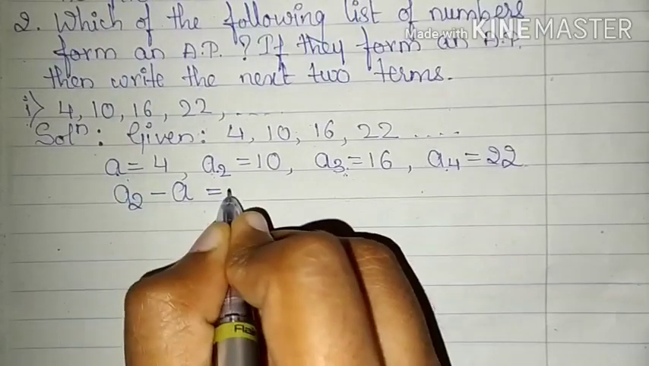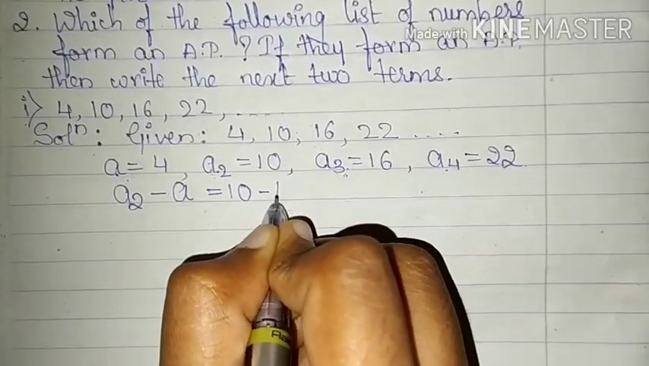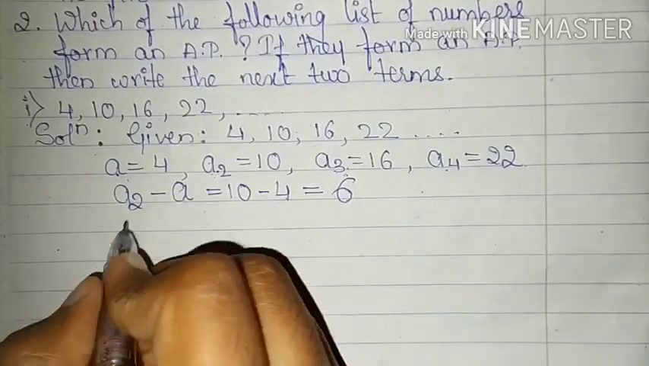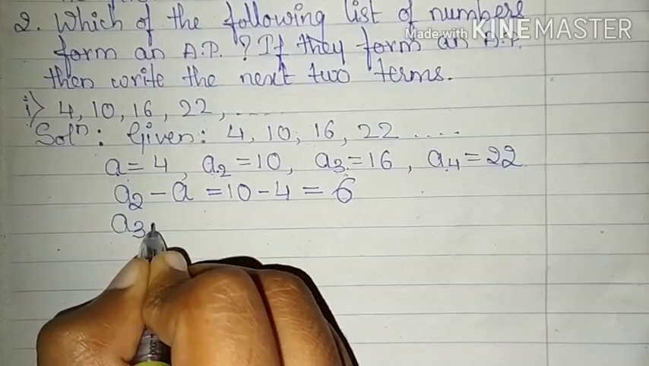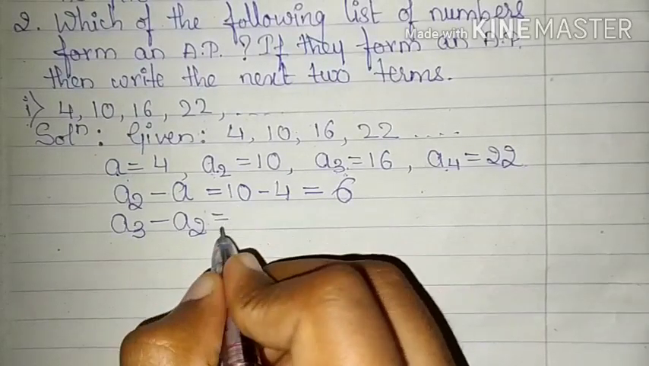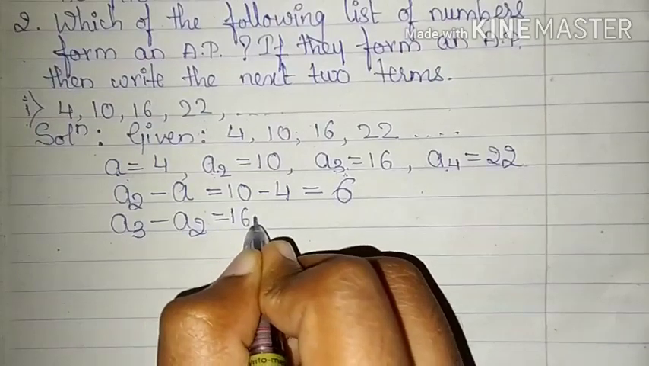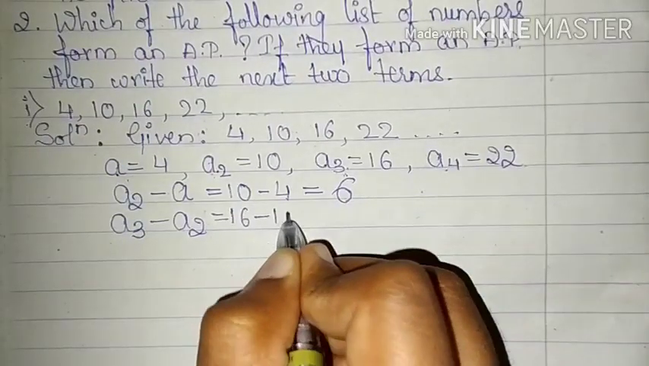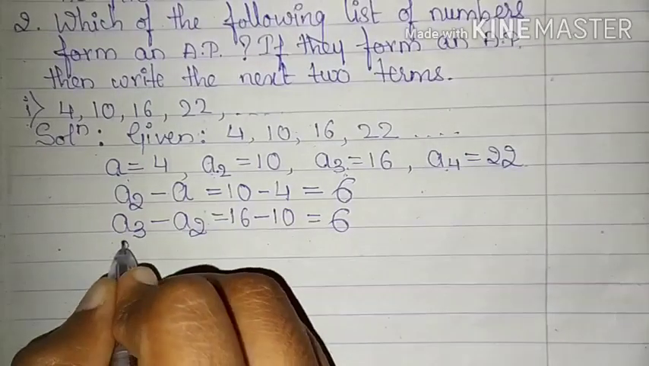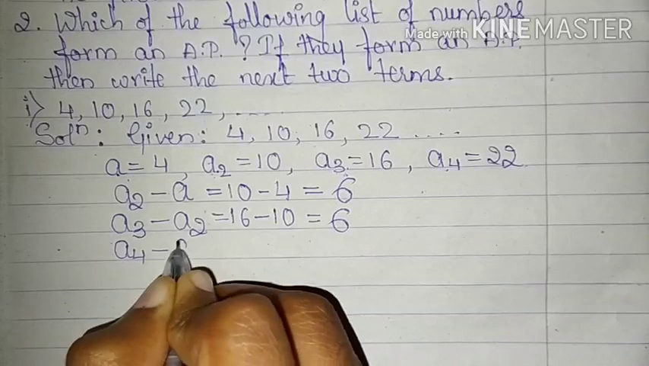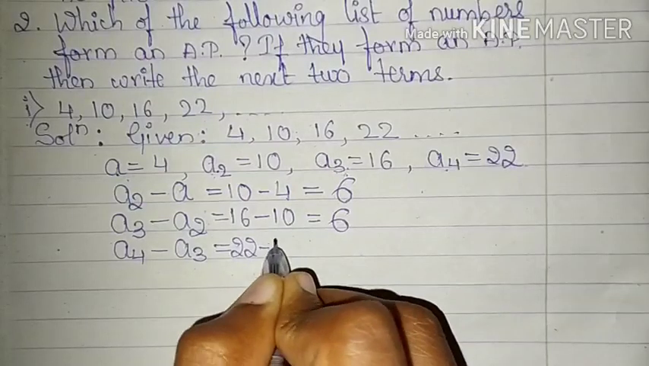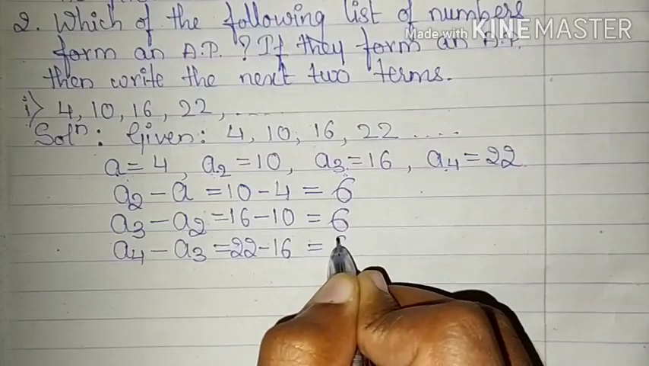So what is A2? A2 is 10, A is 4. So 10 minus 4, we have the answer 6. Similarly, next two consecutive terms, A3 minus A2. What is the answer here? A3 is 16, A2 is 10. So 16 minus 10, once again we get 6. And now the last two terms, A4 minus A3. What will be the answer? 22 minus 16, which is once again 6.